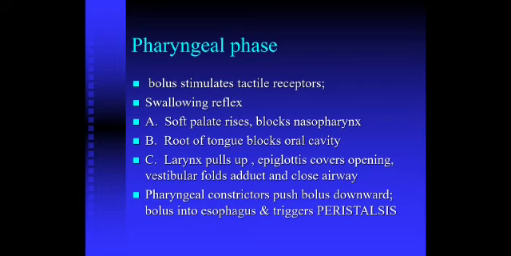The constrictors of the pharynx push the bolus downward into the esophagus and trigger the propulsive movement, which is peristalsis. So once again, in the pharyngeal phase, as the food enters the pharynx, a series of changes occurs to allow the food to pass through the pharynx.